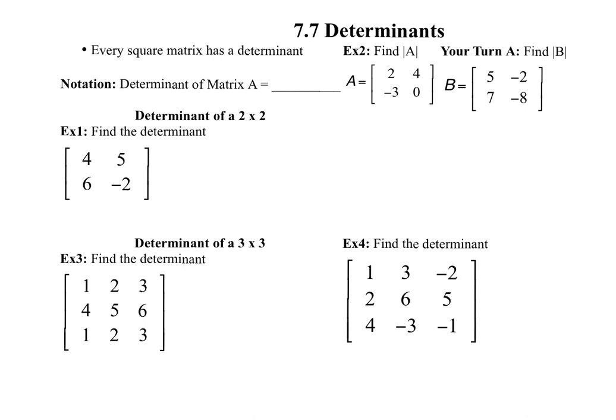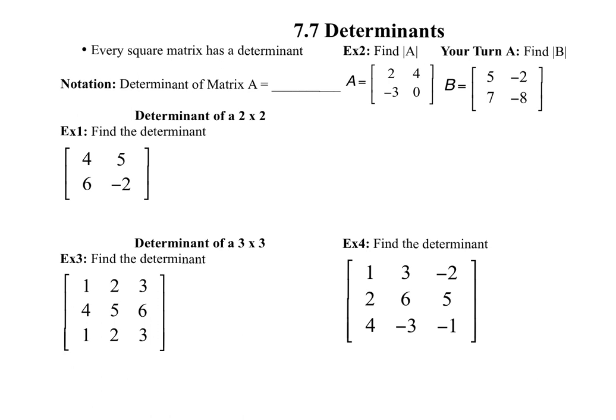Today we're going to talk about section 7.7, finding determinants for a matrix. To begin with, a very important note: every square matrix has a determinant, which means it must have the same number of rows as it does columns. So a 2 by 2 or a 3 by 3. If it was a 2 by 3 or a 3 by 2, it would not be square, so it would not have a determinant.